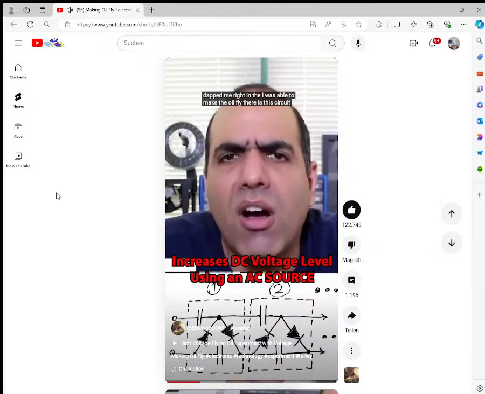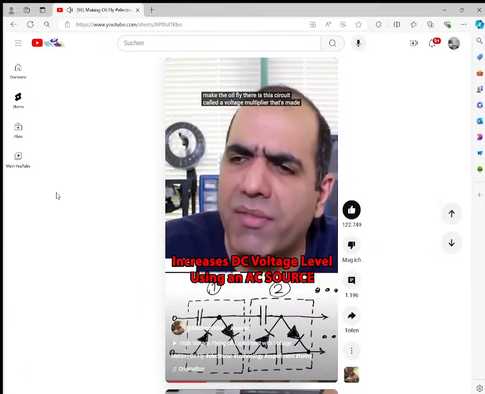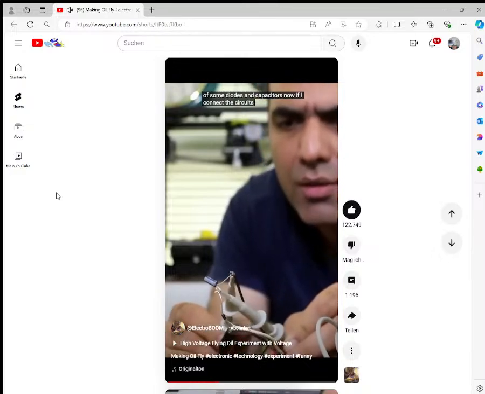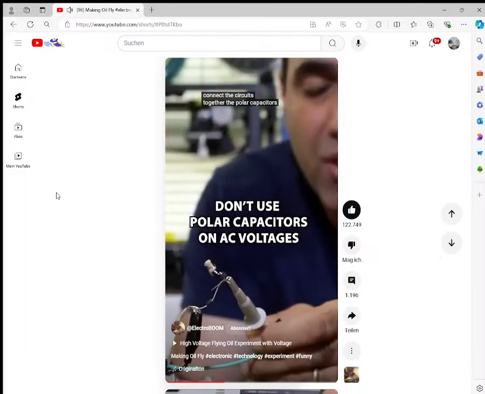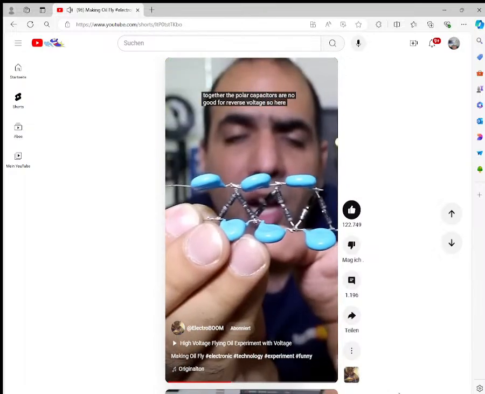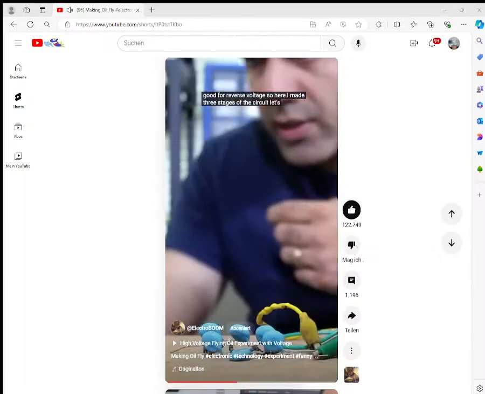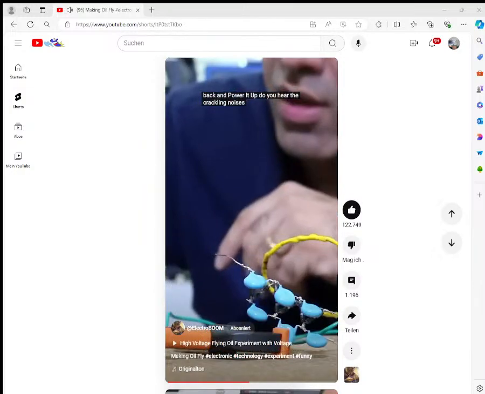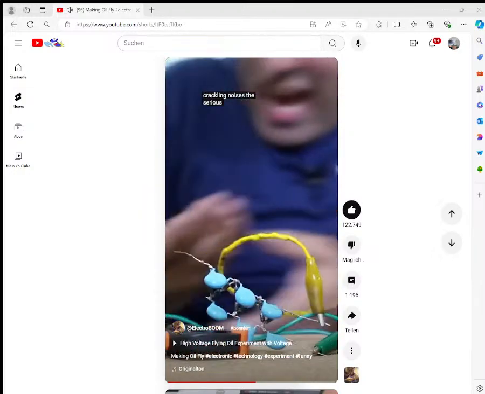There is this circuit called a voltage multiplier that's made of some diodes and capacitors. Now if I connect the circuits together, the polar capacitors are no good for reverse voltage. So here I made 3 stages of the circuit. Let's stand back and power it up. Do you hear the crackling noises? Ow! Here are my diodes.